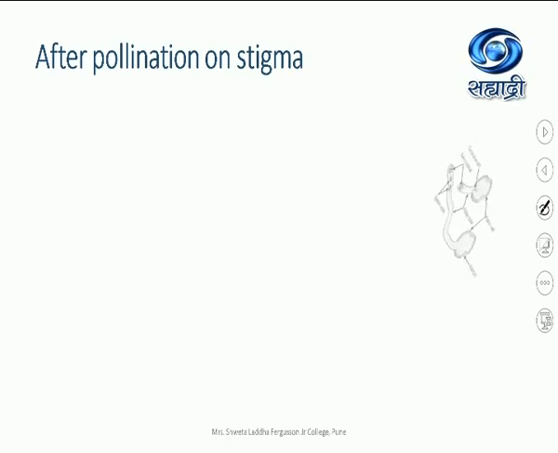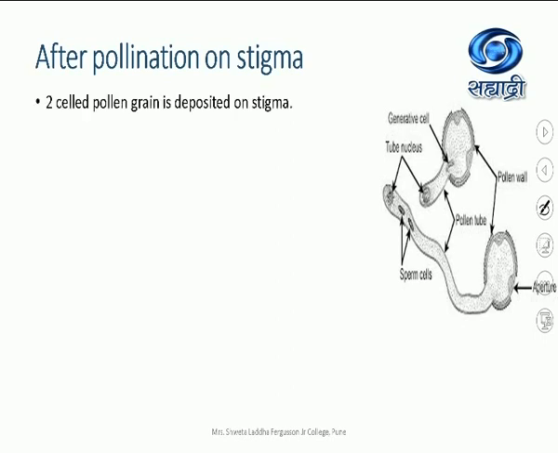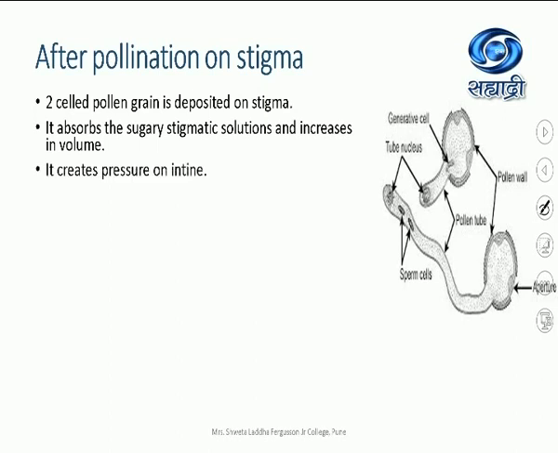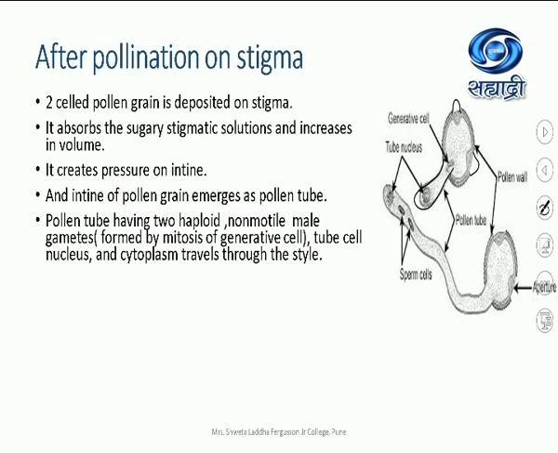and let us see what happens on the stigma. So when it deposits on the stigma, the 2-cell pollen grain is deposited on the stigma. There is lot of sugary substance on the stigma. It will absorb the sugary substance and it will increase in its volume. It creates a pressure on the intine, and so a pollen tube forms. Initially, pollen tube will be emerging from all the 3 sides, but finally one pollen tube is successful. One pollen tube formation occurs. Intine of the pollen grain emerges, and this pollen tube starts traveling towards the style.